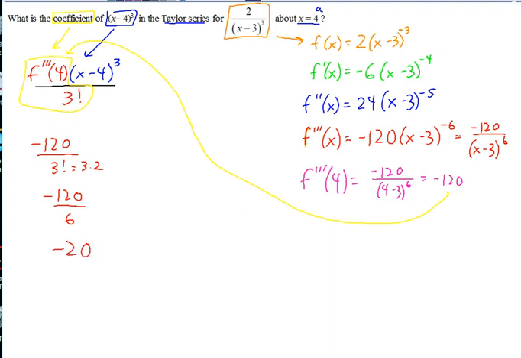So that would go with the x minus 4 cubed term. But we're just asked for the coefficient. If we're asked for the whole term, that would be it. But since we're just asked for the coefficient, it would be negative 20.